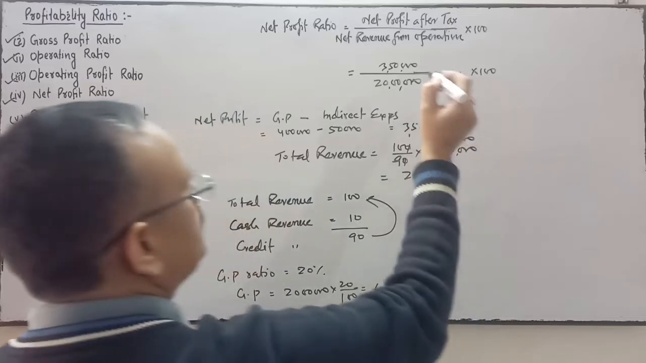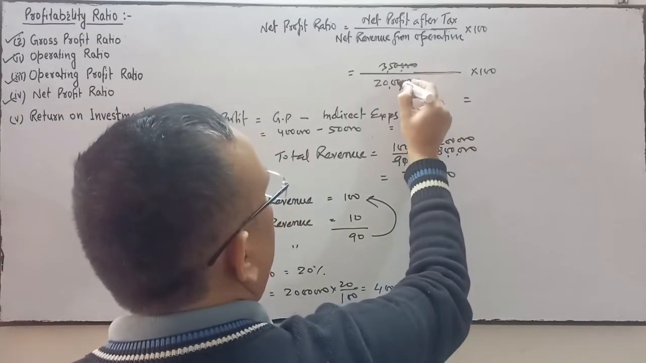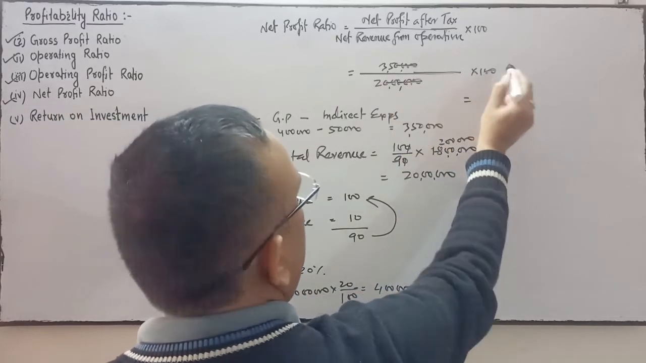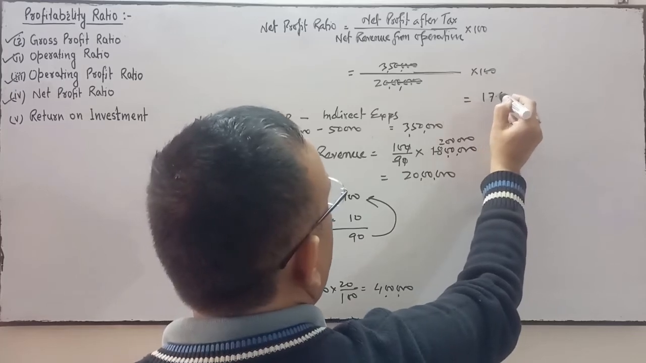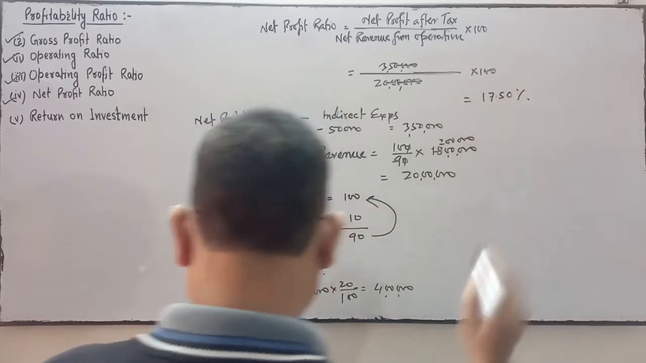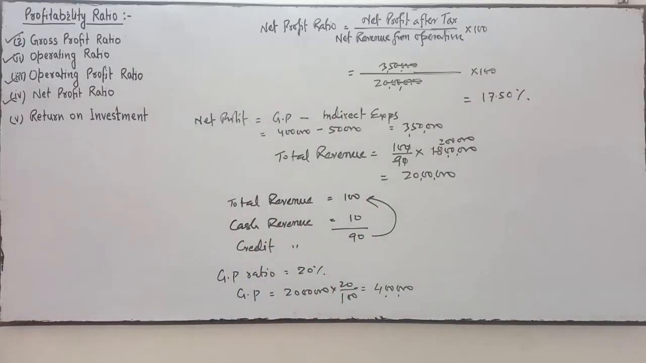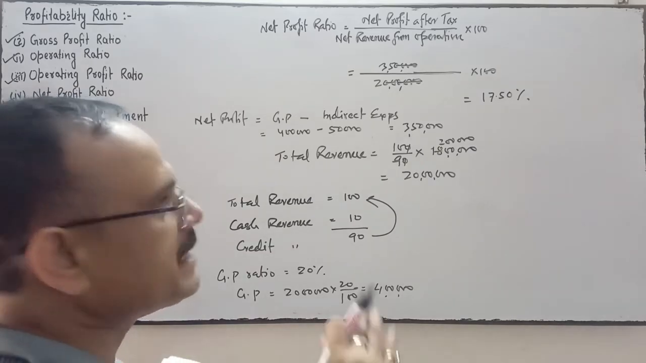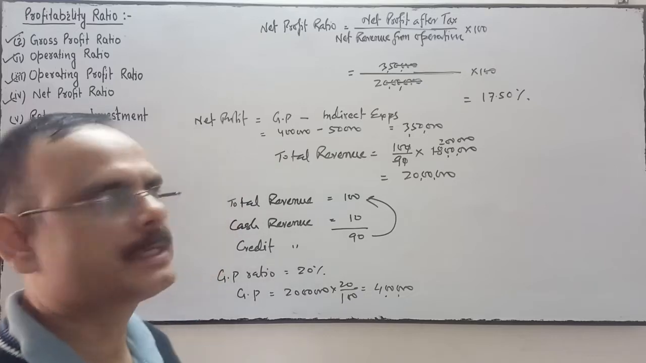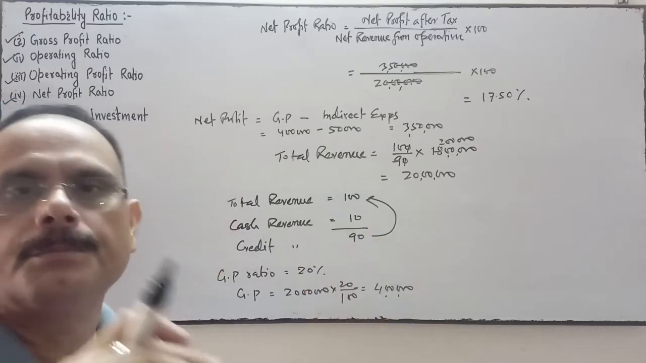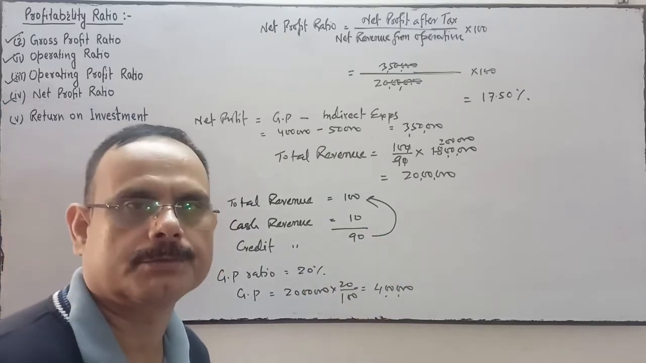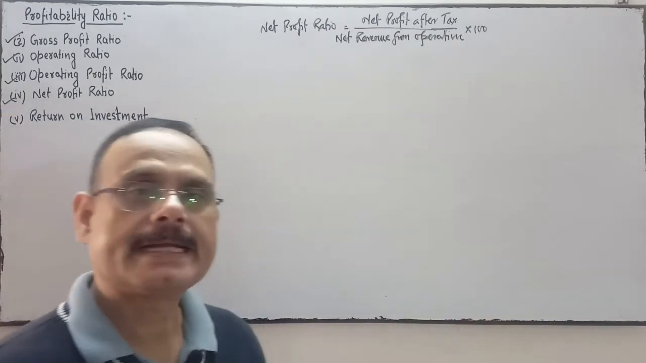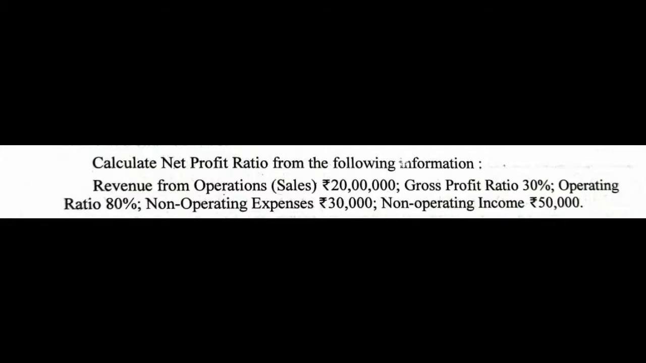So it is 17.50%. Tax information is not given in the question, so this is the net profit before tax is taken into account. Now see another question related to net profit ratio.